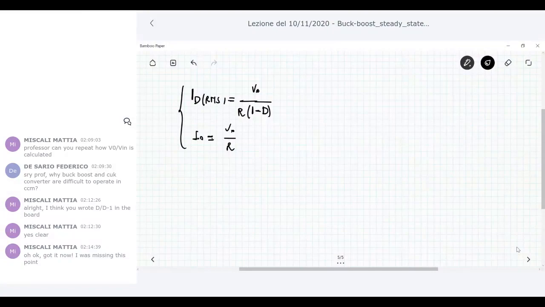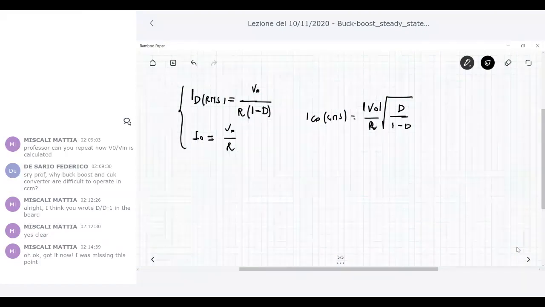Okay, if you take these two, you square them and put them in the previous expression, then you can find that the IC naught root mean square value is V naught over R, square root of D over 1 minus D. And this is the same value you can get for the input capacitor.